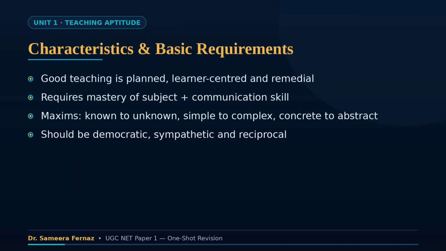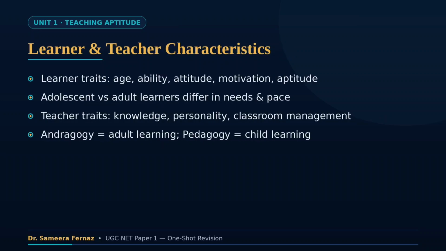Characteristics and basic requirements. Good teaching is always planned and learner-centered. A good teacher needs two things: full command over the subject and strong communication skill. And follow the golden maxims: move from known to unknown, simple to complex, and concrete to abstract.